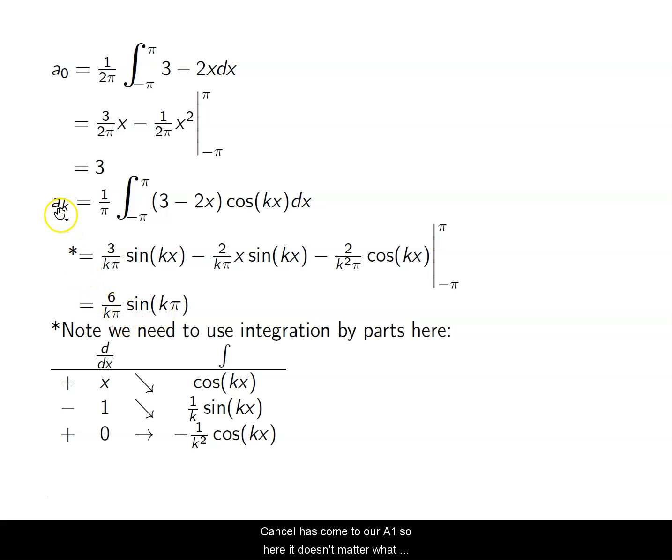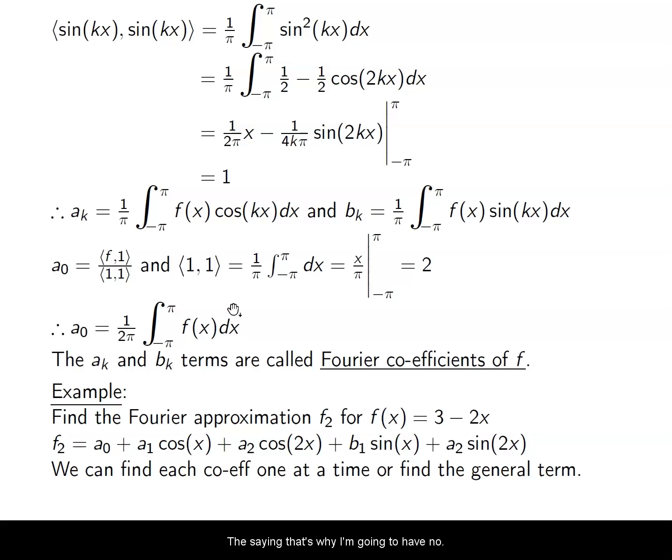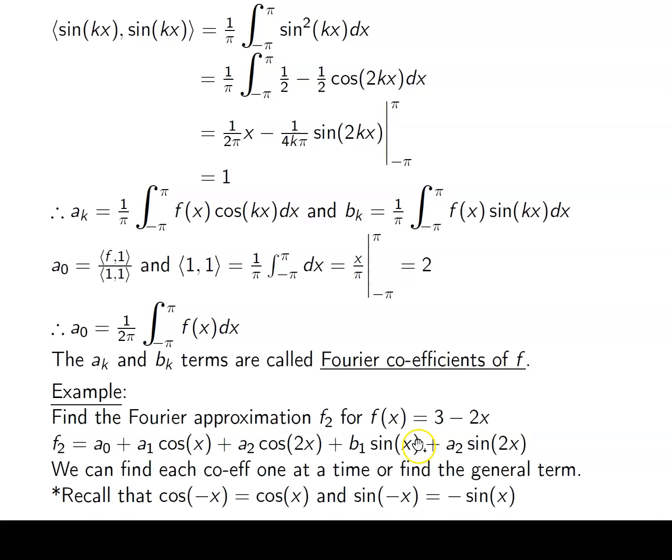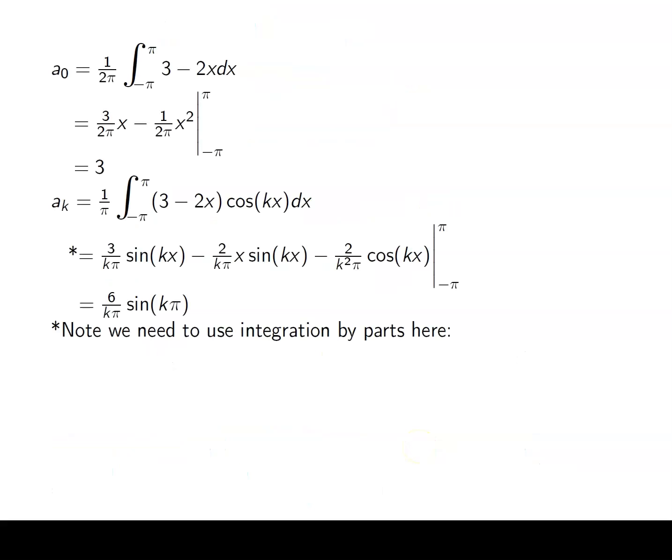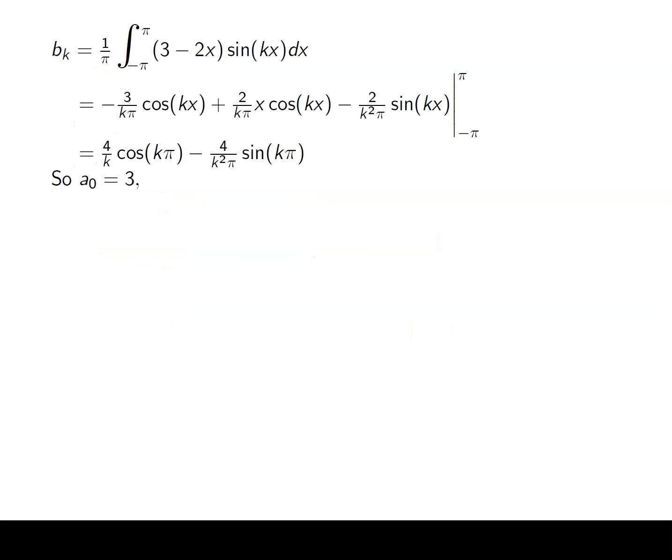Here, it doesn't matter what value I have of k. I have sine times some constant multiple of pi. This is always going to be 0. My a sub k's are always 0. I'm going to have no a1, a2 term. I do have an a naught because it's not multiplied times the cosine, but my a1, a2, a3, a4, whatever, it'll always be 0. However, I will have these sine terms. So a1 is 0, b2 is 0.